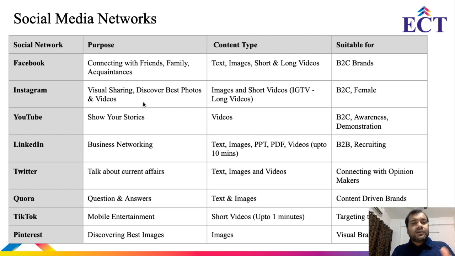These are the social media networks which are suitable for certain types of brands. So for example, if you look at Facebook, what is the purpose of Facebook? It's basically connecting with friends, family, acquaintances, etc. The content type that you are going to use could be text, images, short and long videos, okay, that you can use. And this is suitable for B2C brands, okay.